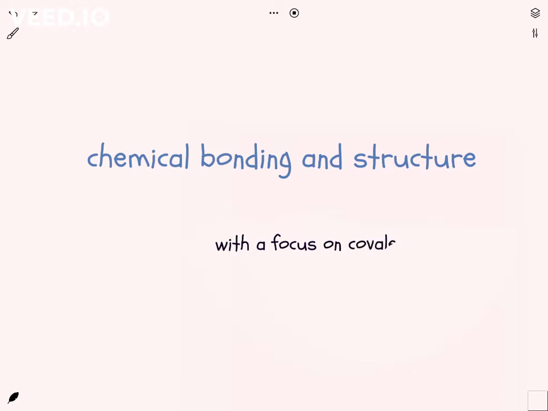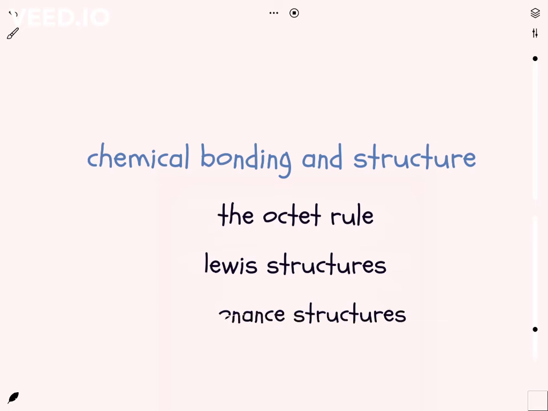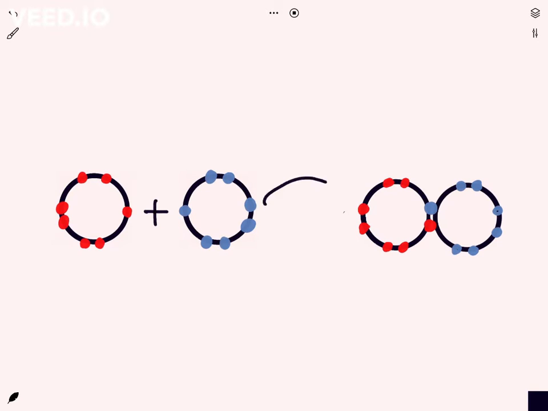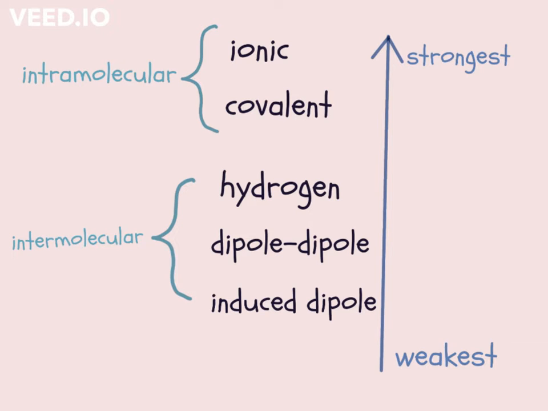Today I wanted to discuss the topic chemical bonding and structure. The topics this video will cover include the octet rule, Lewis structures, and resonance structures. Firstly, you should know that covalent substances are formed by covalent bonds between nonmetal atoms. Each bond is strong and consists of a shared pair of electrons. Here's a diagram showing how strong covalent bonds are in comparison to other bonds.